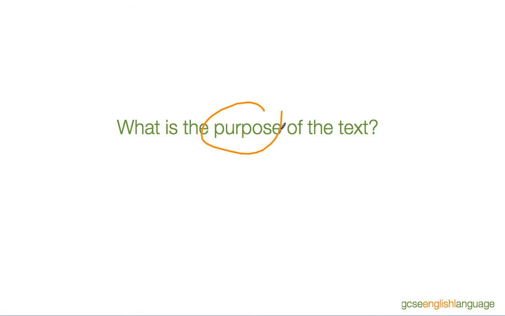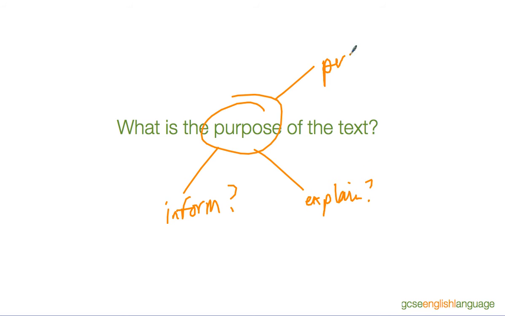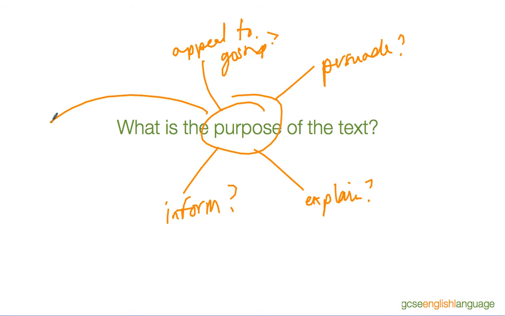So first thing, work out what the purpose of the text is. Is it a text which is there to inform? Is it a text which is there to explain something to you? Is it a text which is there to persuade you about something? Is it a text which is supposed to be appealing to the gossip? Is it a cold explanation of the events? So on and so forth. So try and work out first of all what the purpose of the text is, because I think that's quite helpful, because that will enable you to determine audience as well.